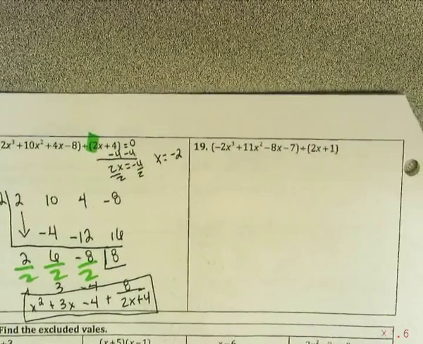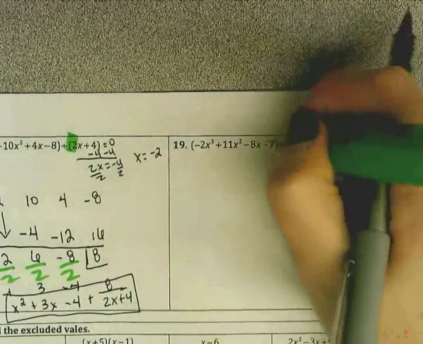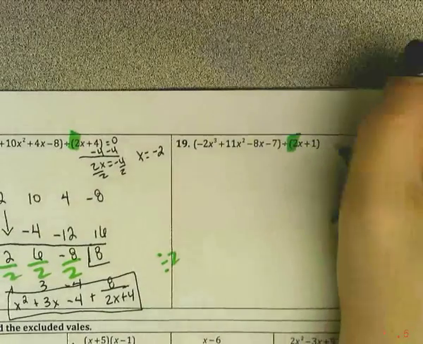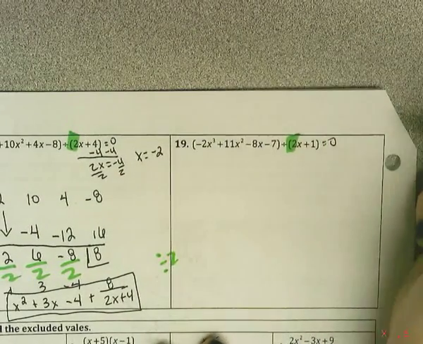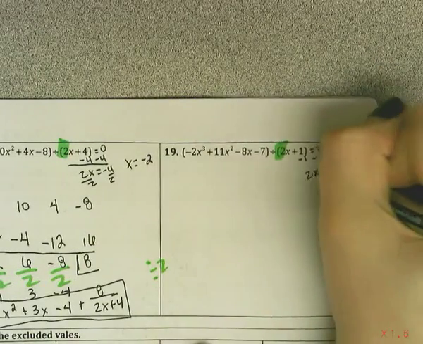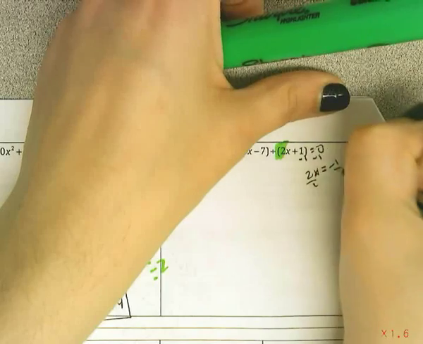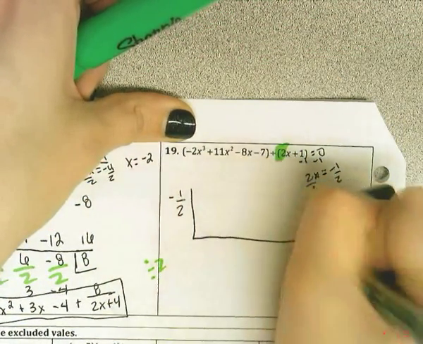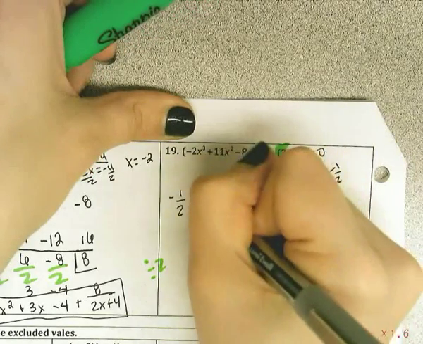Okay, number 19, same idea. We have our magic number. We're going to divide by 2 when we're done. Everything except the remainder equals 0. Subtract 1, subtract 1. 2x equals negative 1. So x is negative 1/2. Okay, that goes on the outside. Cube squared x constant.